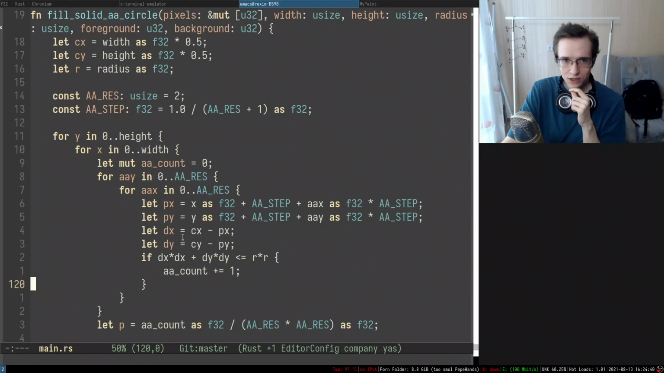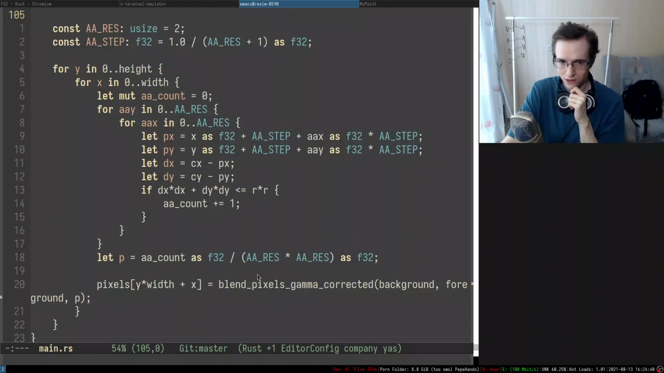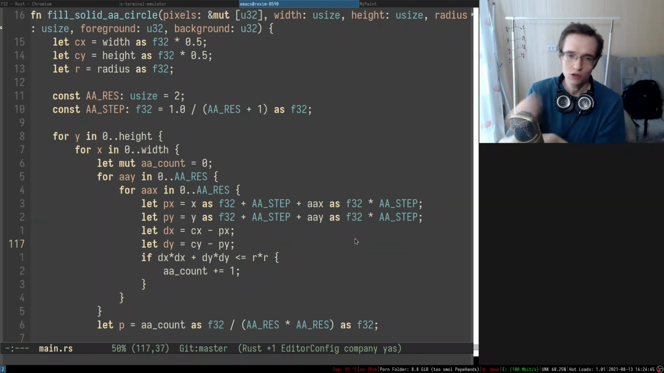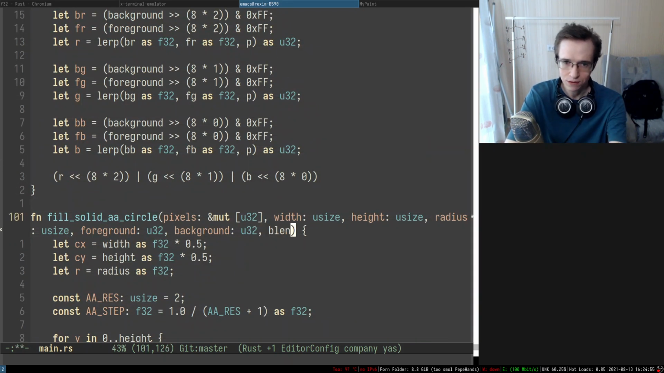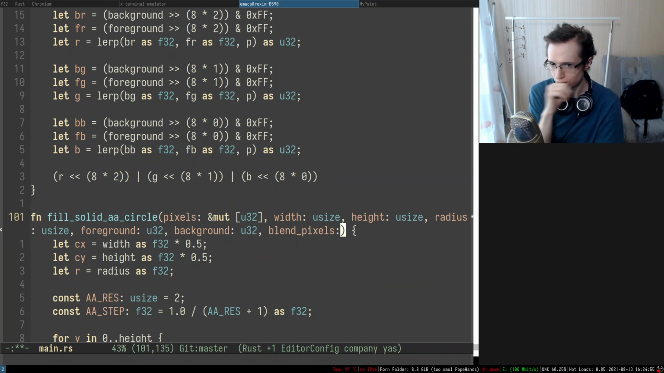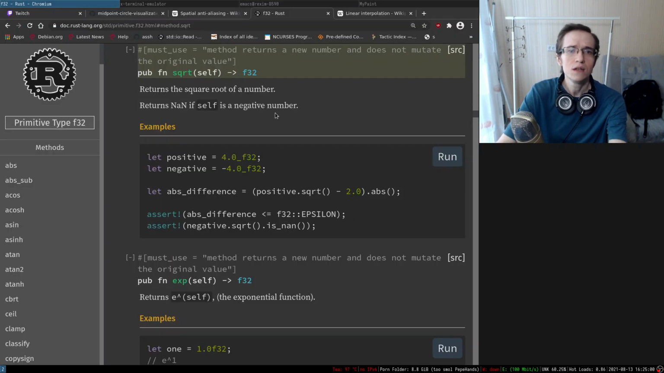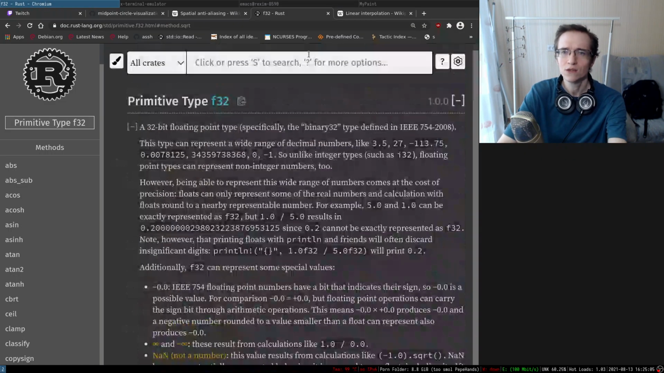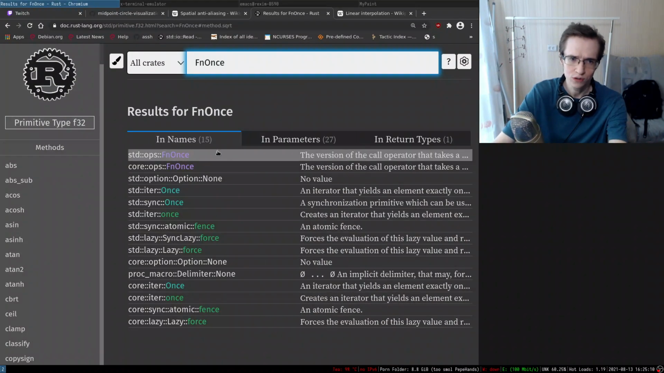So now I want to have some sort of a parameter in the fill solid AA circle that lets us choose between gamma corrected blending and not gamma corrected blending. So I'm thinking how we can do that. Maybe we can pass blend pixels as a pointer to a function, right? So I don't remember how we do that. So do you do that as a fn? In Rust there's a lot of things like a fn mut, a fn once, and so on and so forth.